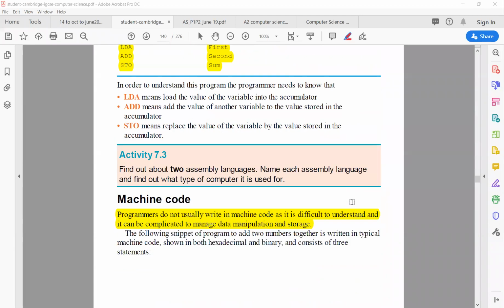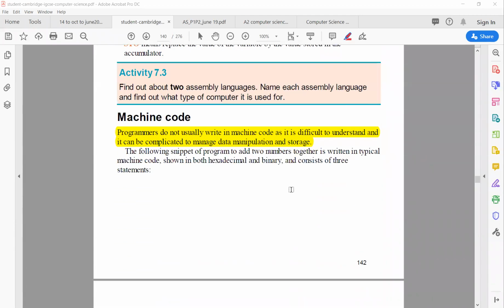Then coming towards the machine language. Usually programmers don't write their programs using the machine code, because it is extremely difficult to write, because it consists of only binary numbers, zeros and ones. If any instruction is written in terms of zeros and ones, you will not be able to understand it unless you convert it into human readable language.